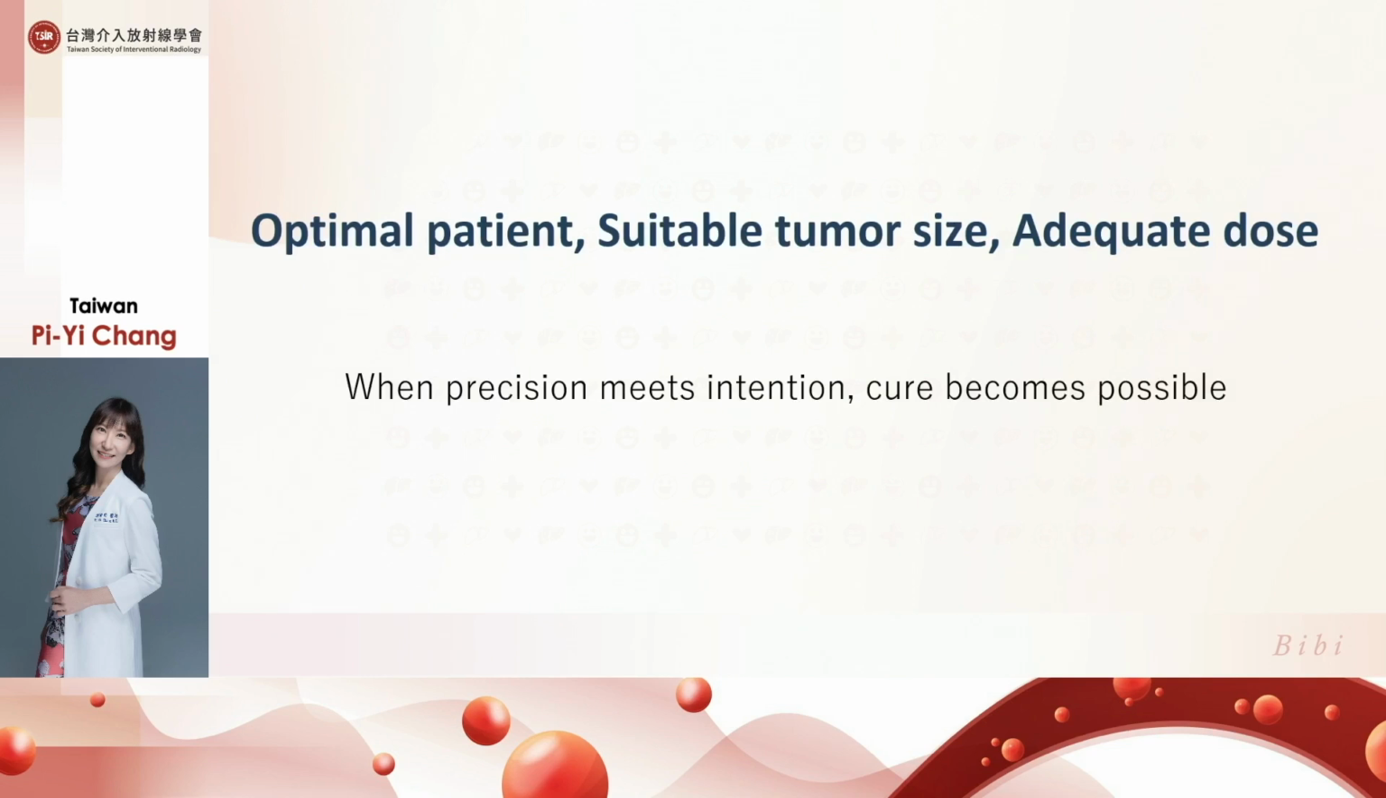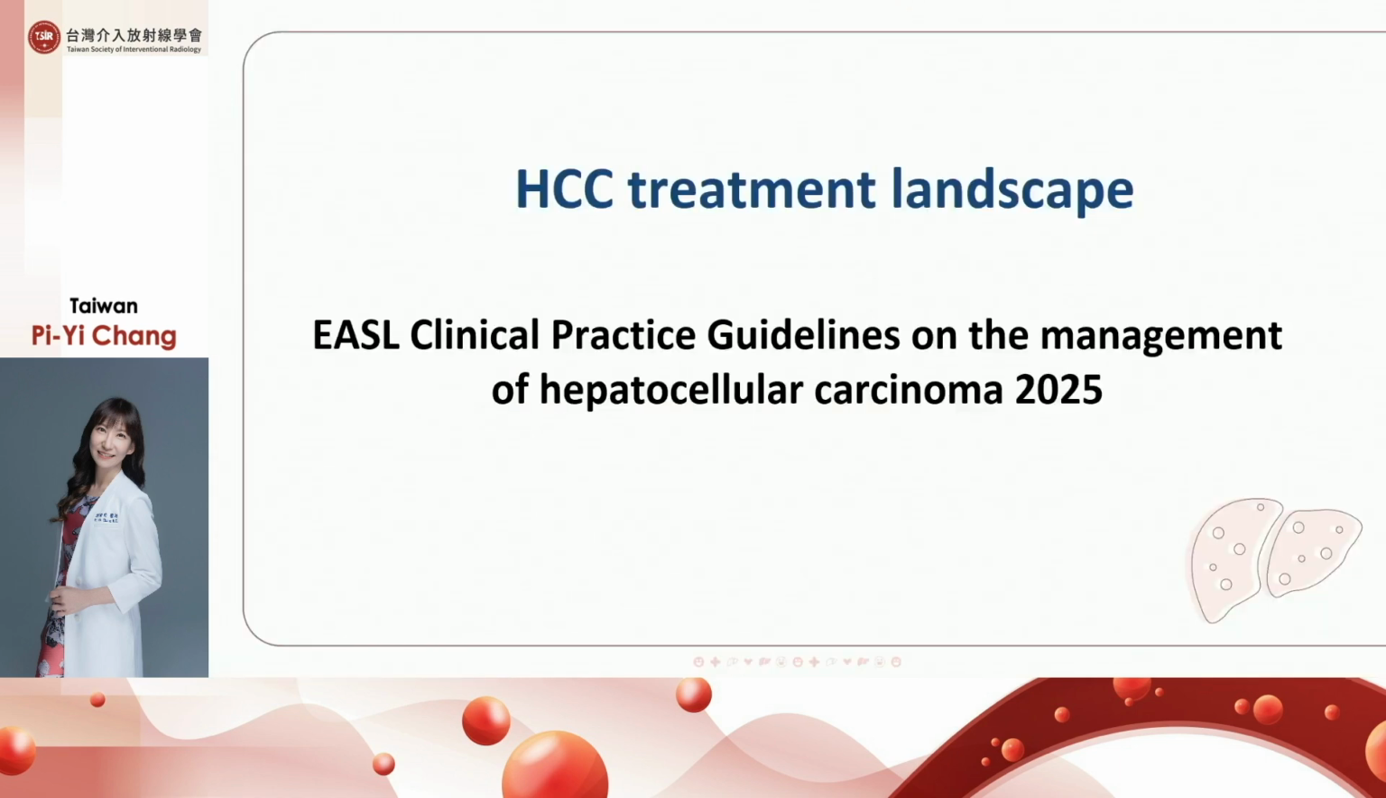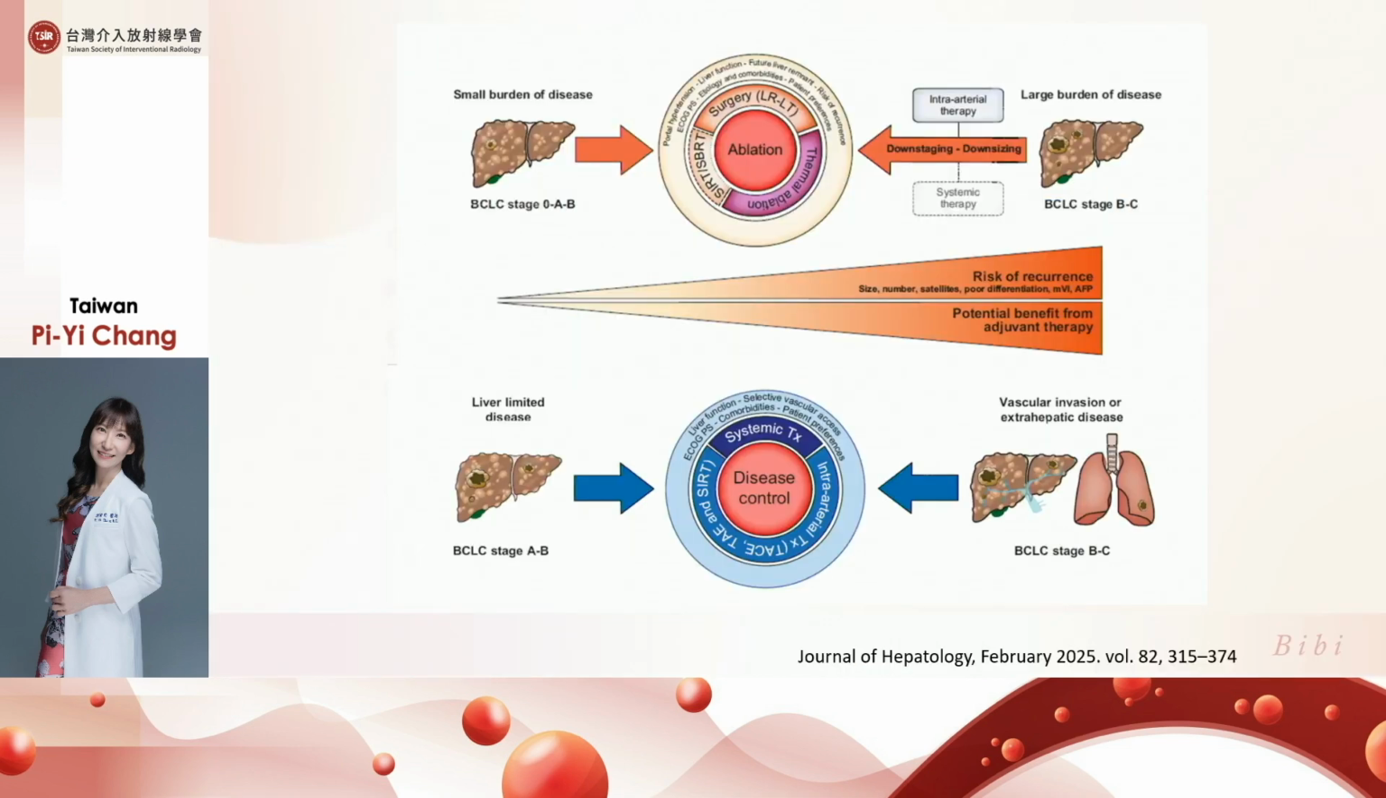So for a good Yttrium 90 treatment, I think optimal patients, suitable tumor size, and adequate dose, when precision meets intention, cure becomes possible. So nowadays, I want to update the ESO guideline 2025. When a patient comes to us, no matter what stage, A, B, C, D of the BCLC staging, all we want to think is: are we going to cure the tumor, or is it going to be disease control?